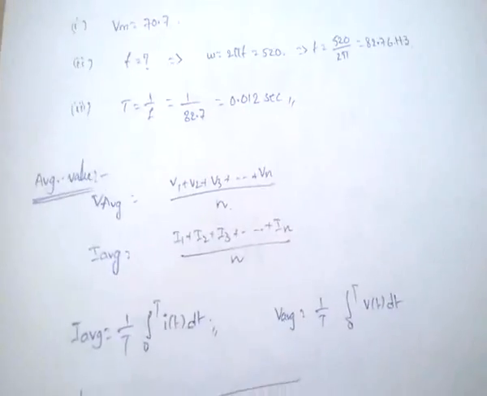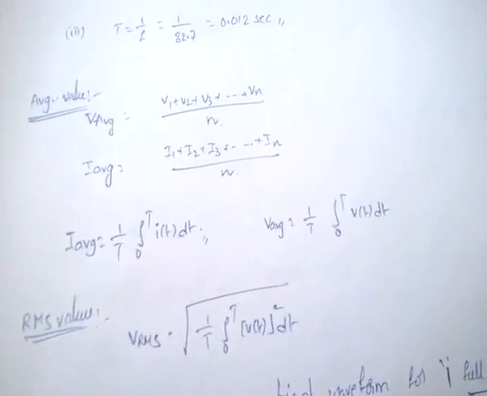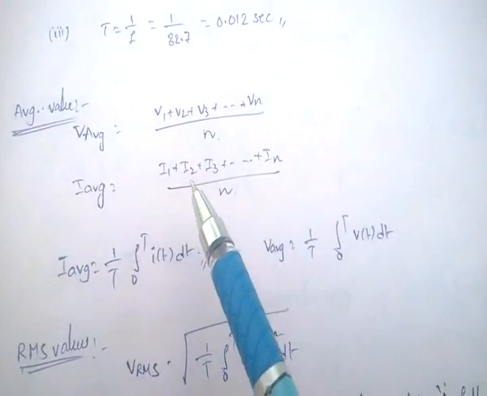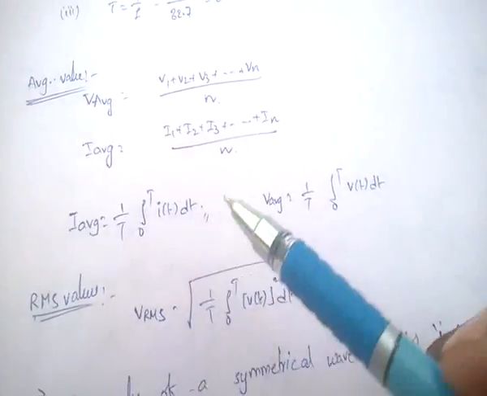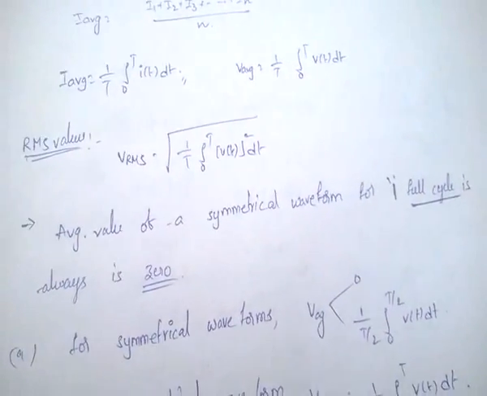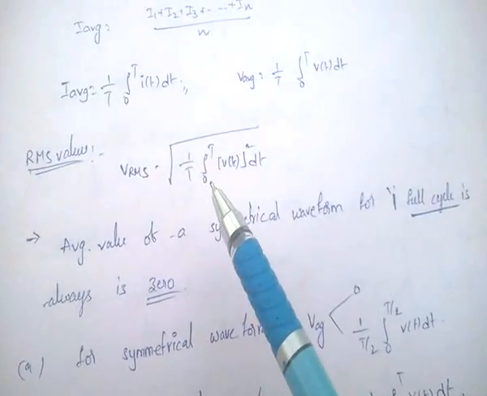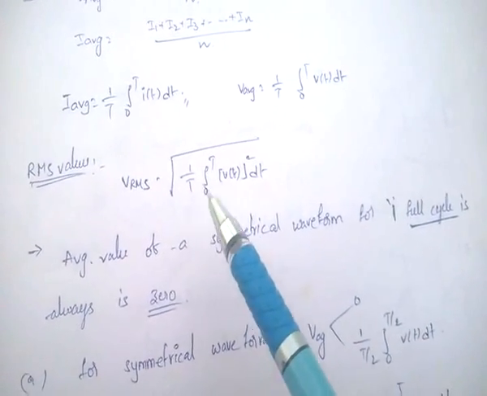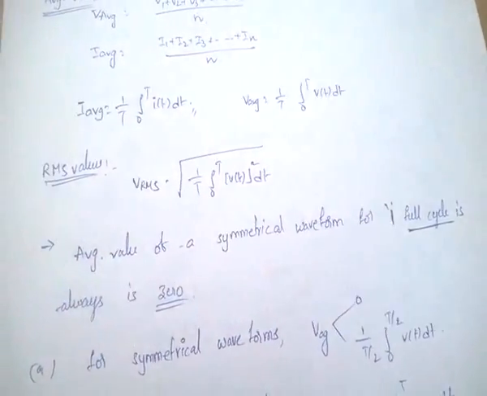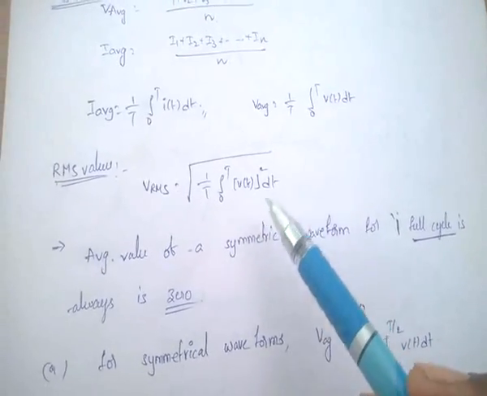Next, average values. V average equal to V1 plus V2 plus V3 plus and so on Vn by n. Same, I average equal to I1 plus I2 plus I3 plus and so on In by n. And RMS value, that is root mean square value. Vrms equal to root of 1 by t integral 0 to t v of t whole square dt. In case of IRMS equal to root of 1 by t integral 0 to t I of t whole square dt.